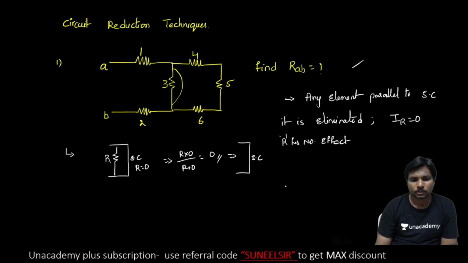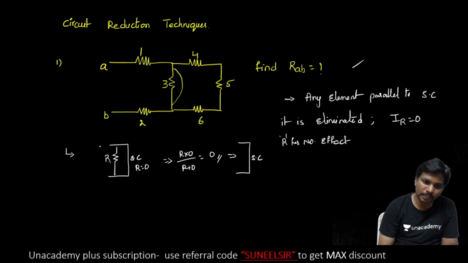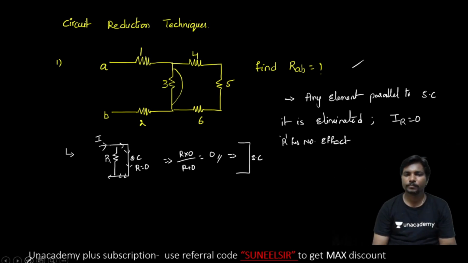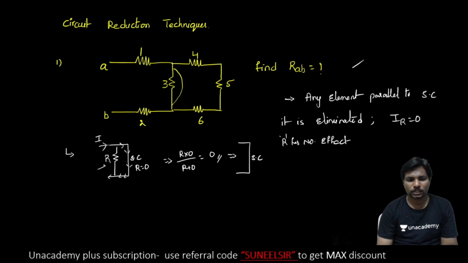So we have to eliminate this resistance. We can also understand this: if you send some current through here, we have the resistance on one side and the short circuit, that is zero resistance, on the other. Current always takes the low resistance path, so the total current will flow through the short circuit only. None of the current will flow through the resistance R. So the effective resistance is 0, and we have only the short circuit.